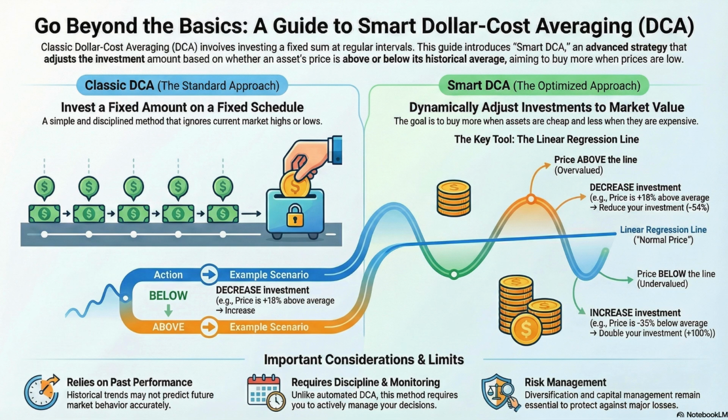Right. Classic DCA is fully automatic. Smart DCA is not. Yeah. If you let emotion creep back in, if you see a dip and think, oh, maybe I should increase by 150% this month, or if you stop adjusting when the market feels volatile, you negate the entire mathematical advantage. It demands strict adherence to the rules you set.